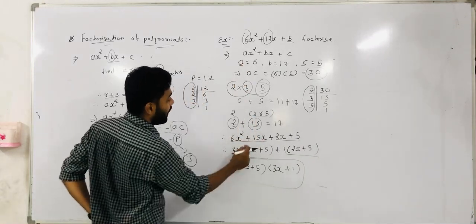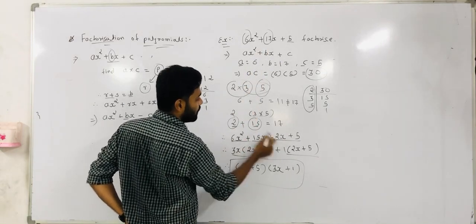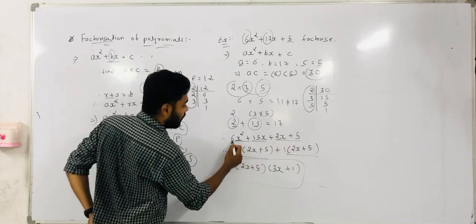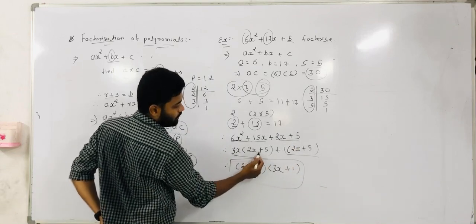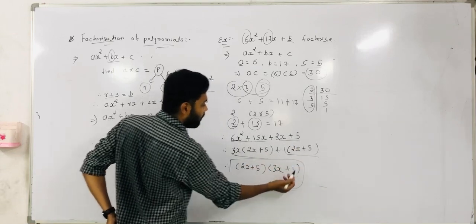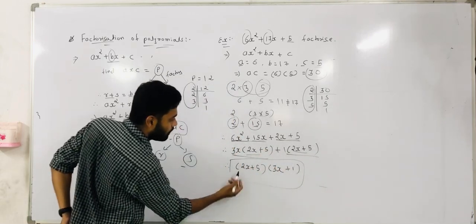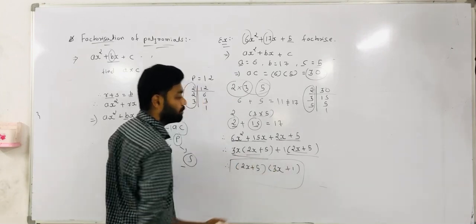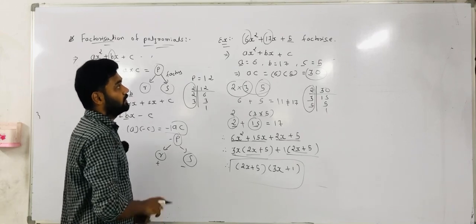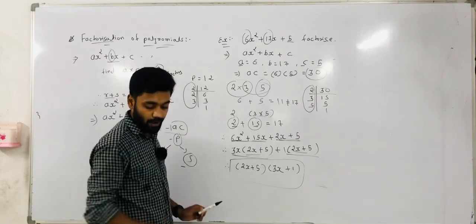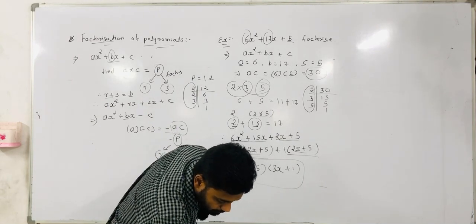Now you can split the middle term by taking one coefficient 15 and one coefficient 2. Then by taking common from the first two terms and the second two terms, you will get 3x into 2x plus 5, plus 1 into 2x plus 5. Again you have two terms. From this, 2x plus 5 is common, so 2x plus 5 into 3x plus 1. So these are the factors of 6x square plus 17x plus 5. This method is called splitting the middle term.